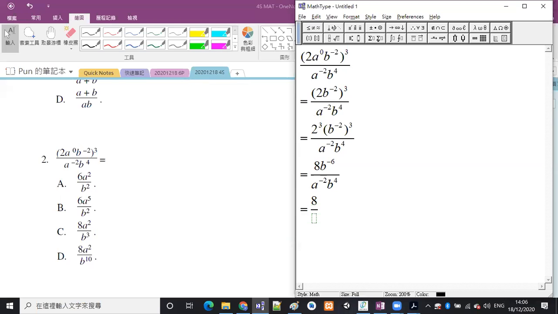I need to separate the number column. So 8 is on the top, right? And the A column, A -2 is on the bottom, and in the B column we have B -6 divided by B 4. Each column has a fraction. If there is nothing, then we just provide it with a 1.